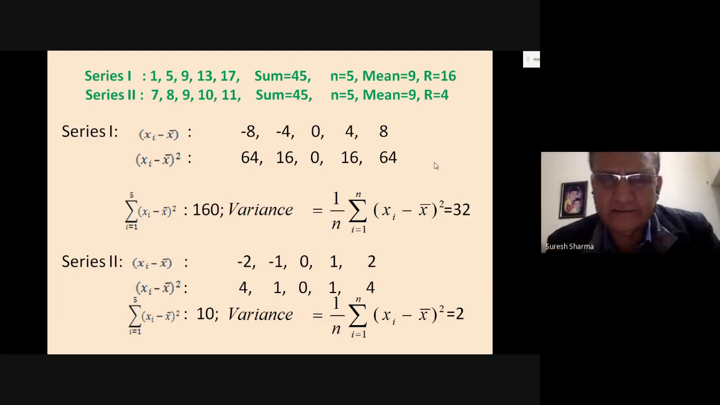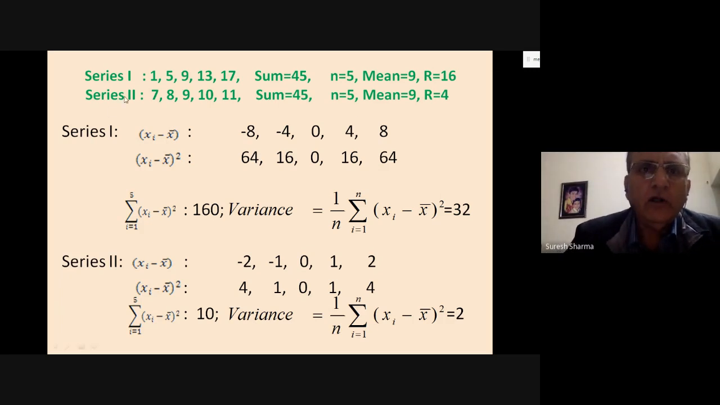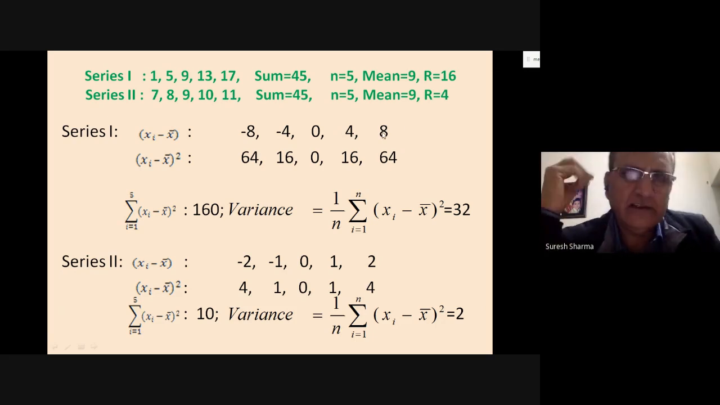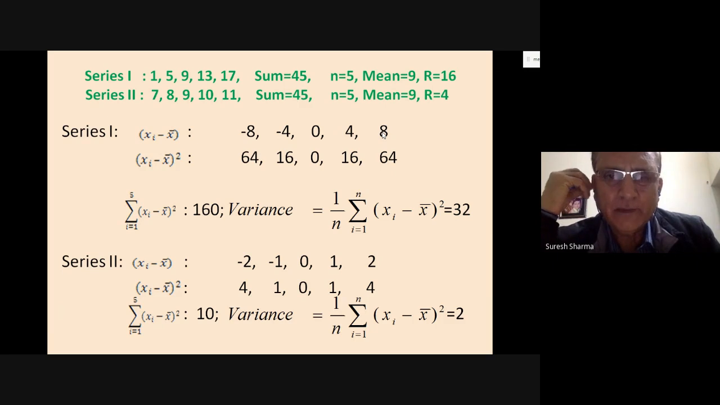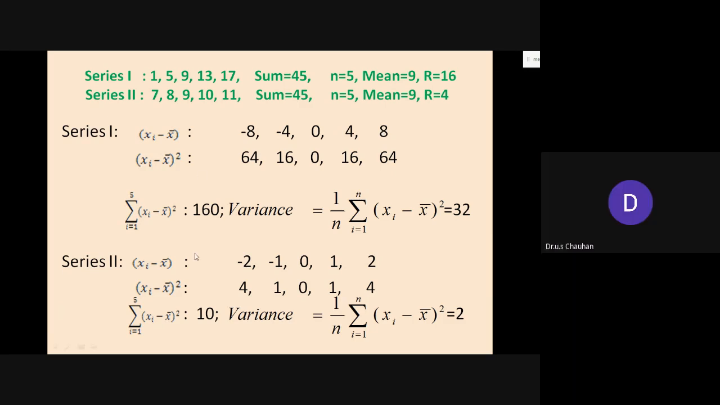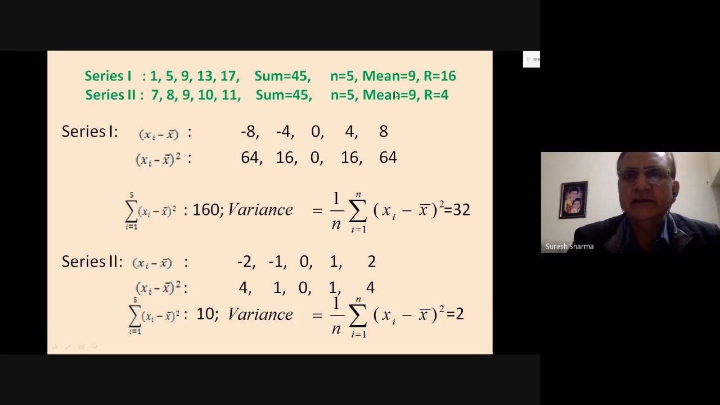Let's do a very simple exercise. All these Xi are available to you, and X bar is also available. I subtract Xi minus X bar; that means I subtract the mean from each observation. I'll tell you the reason. So first is 1 minus 9, minus 8. Then 5 minus 9, minus 4. Then 9 minus 9, 0. 13 minus 9, 4. 17 minus 9, 8. Is this clear? The difference Xi minus X bar? Now look at series 2 also: 7 minus 9, minus 2.